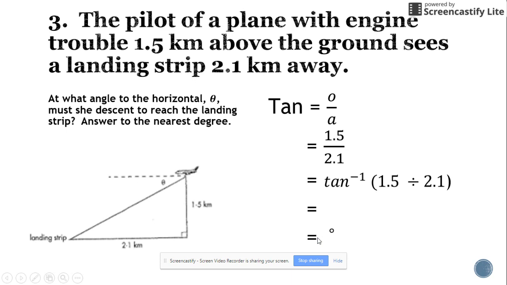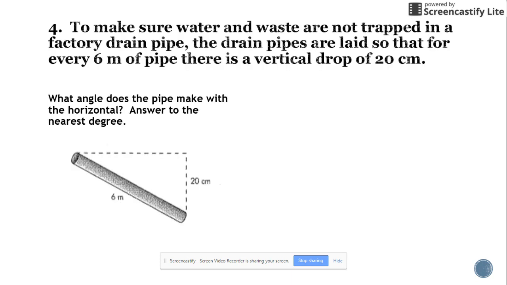Right, to make sure water and waste are not trapped in a factory drain pipe, the drain pipes are laid so that for every 6 meters of pipe, there is a vertical drop of 20 centimeters. So 20 centimeters is down here. The pipe is 6 meters here. What angle does the pipe make to the horizontal? So they want to know this here. Answer to the nearest degree.